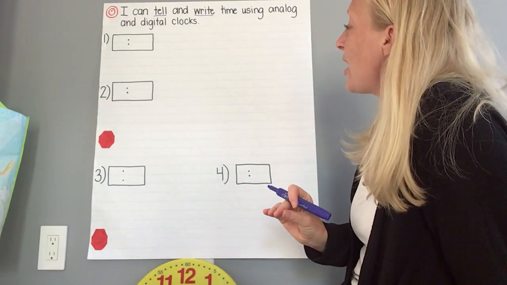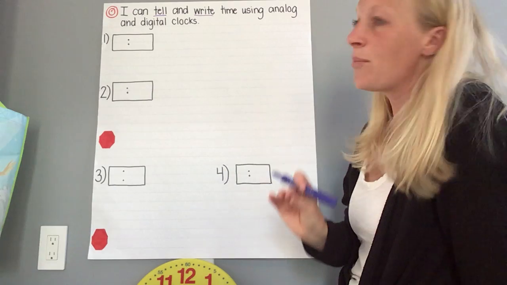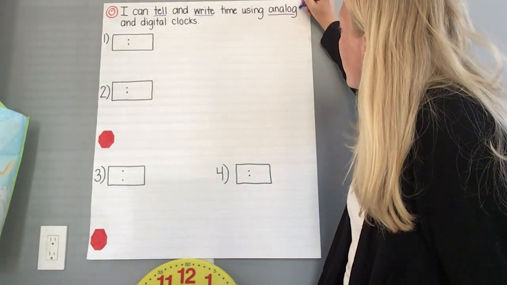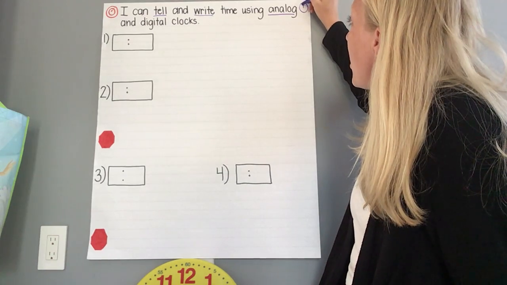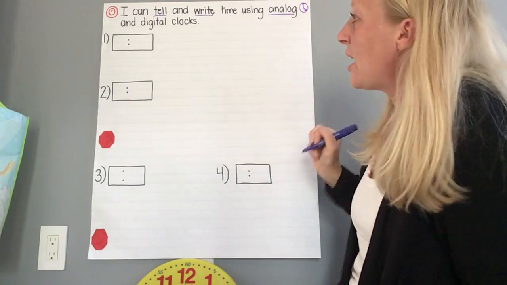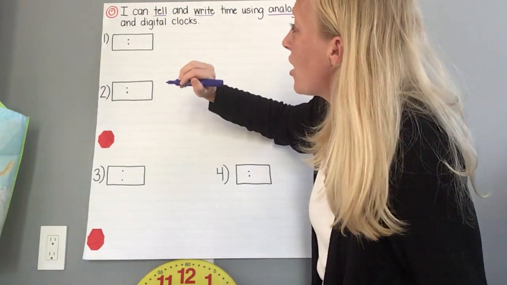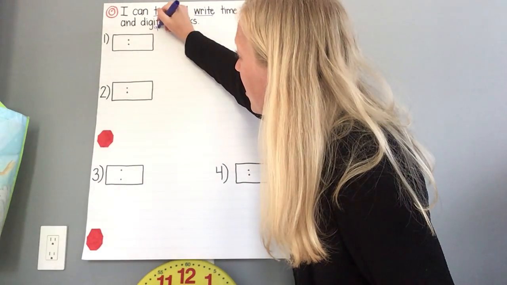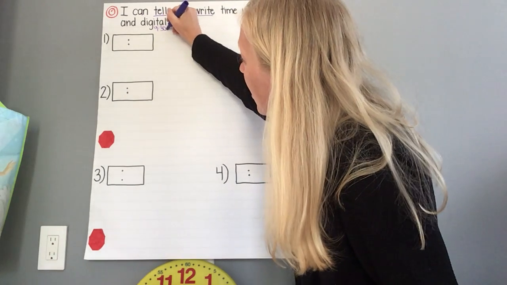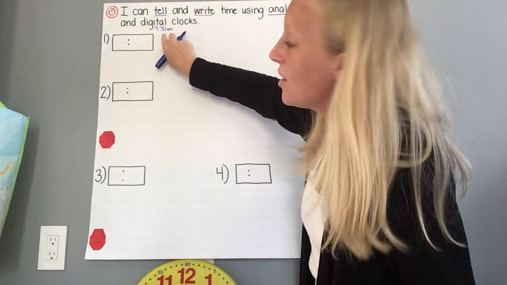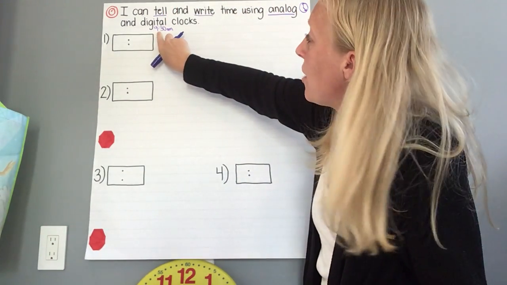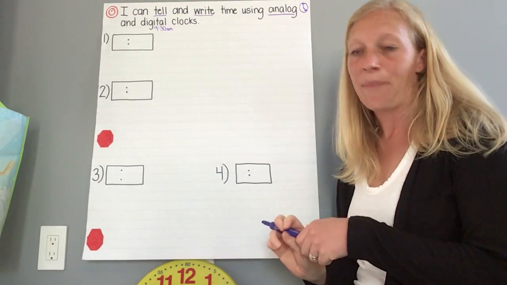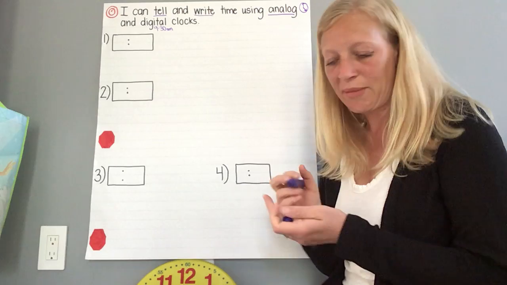So that is what we're thinking about. We're thinking about that time, telling and writing, but we're really going to zoom in on using those analog clocks, those are those clocks that are round and have two hands, and our digital clocks, which are what you see right here. Like, for example, it might be 9:30 a.m., and so I write my hour, my two dots, and my 30, and then I'm also including my AM and PM. Okay? Everybody understand me?